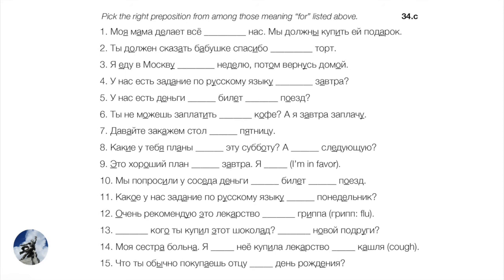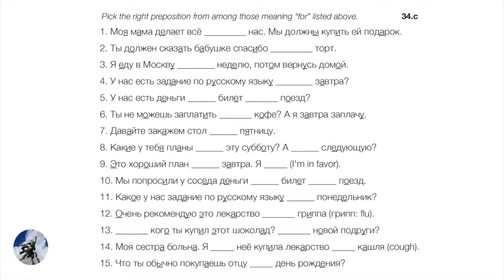Number 7, let's order a table for Friday. Okay, we're booking something for a particular date. We could think maybe there's a sense of planning for the future that's usually going to involve na, and that's what we get here. Давайте закажем стол на пятницу.